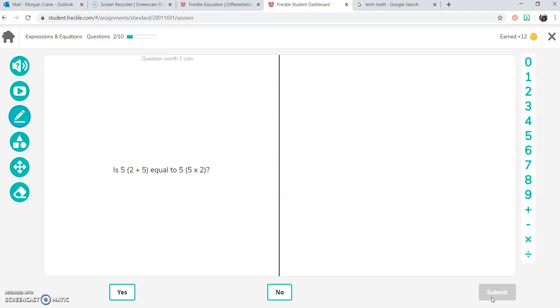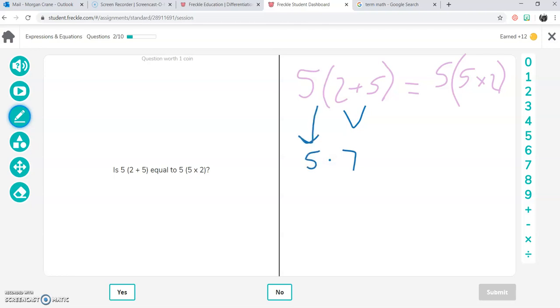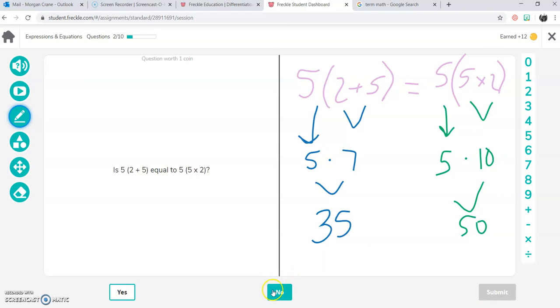Same type of thing here. So you can do a distributive property, or you could do what I just did before, which is 5 times 2 plus 5. Are these equal to 5 times 2? So let's solve the parentheses first. So 2 plus 5 is 7, and then we bring down everything else, remember? And remember, when there's nothing there, we put the times sign. So 5 times 7 is 35. Alright, change the color. 5 times 2 is 10. Bring everything else down. 5 times 10 is 50. These are not equal equations or expressions, so these will not work.